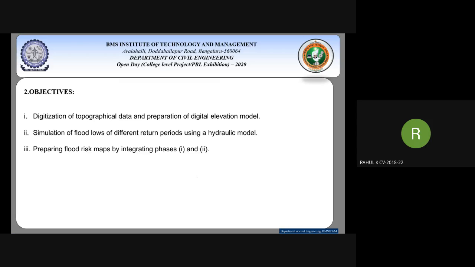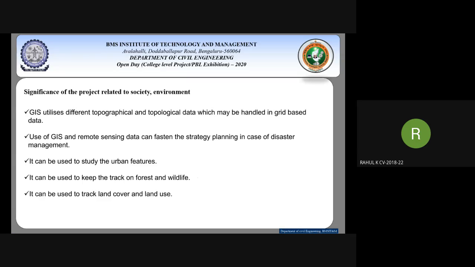Okay, sir. Talking about the significance of this project related to society and the environment: using GIS and topographical data, we can prepare proper urban development programs where there will be no damage to properties and also to the economy. Using GIS and remote sensing can speed up strategic planning and the disaster management system. It can be used to track forest and wildlife, and to track the land cover and land usage in that region.